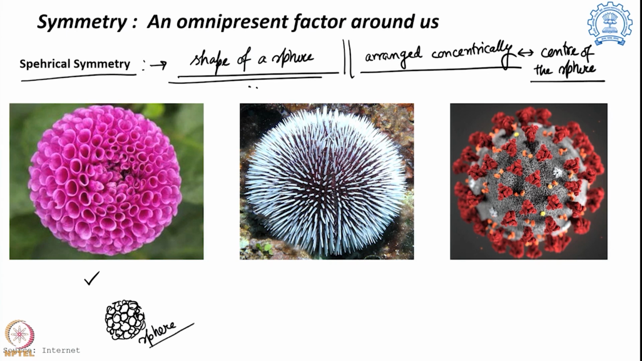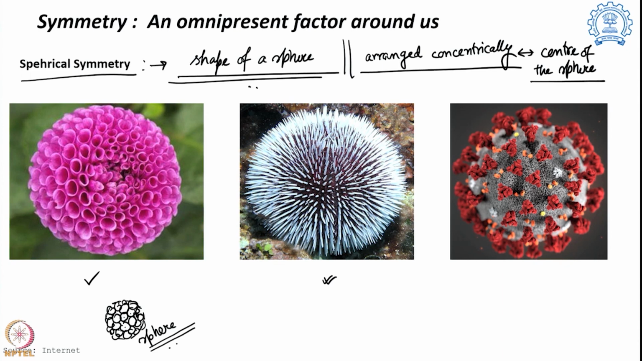So, the presence of this spherical shape is actually bringing me the spherical symmetry, and along with that we have all these petals which are actually arranged in a particular orientation from the center of the circle. So, that is why it is known as the spherical symmetry. This is the same thing, but in the form of a sea creature which is known as a sea urchin. So, that is actually having the same thing.